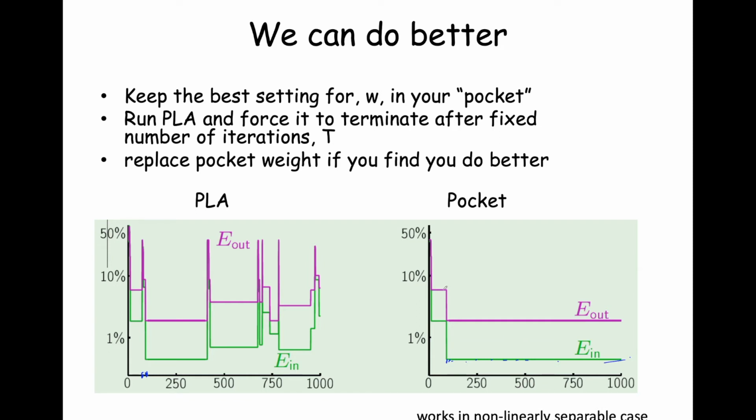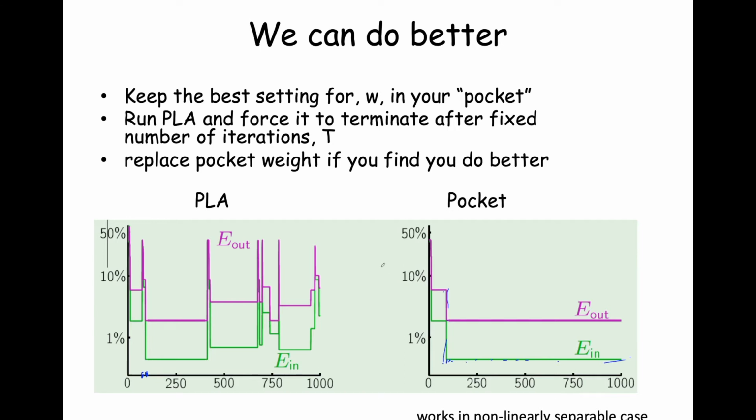And yet still we see that E out tracks with E in. When E in drops that last amount, E out also drops with it. E in tracks with E out. Okay. And so the interesting thing is this works in the non-linearly separable case, because here we're not accepting those weight updates that result in a degradation in performance.